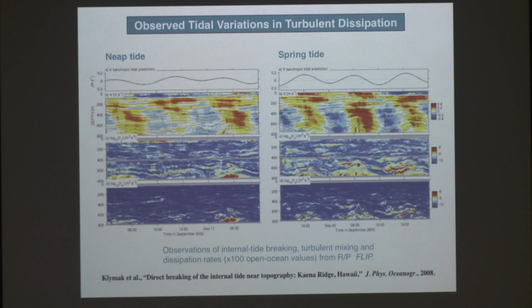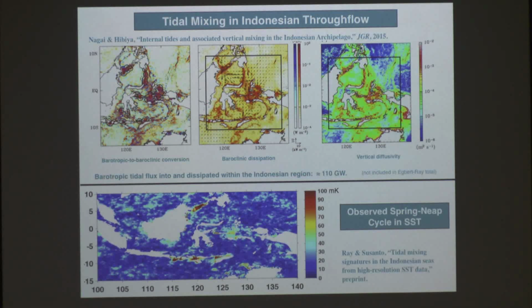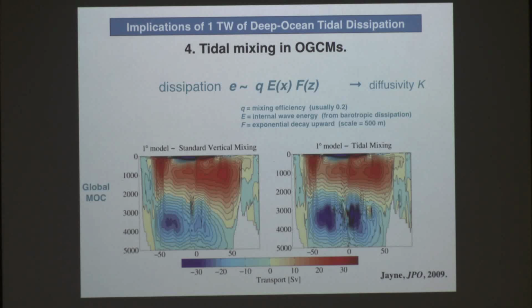I won't go into the details of how they did that, but anyway, you can see in the velocities there are 3 tides, and in the turbulent dissipation, not so clearly in the neap tide, but certainly in the spring tide, you see 3 peaks here. So that's tidal mixing in action. This is another example, but I think I'll skip that.